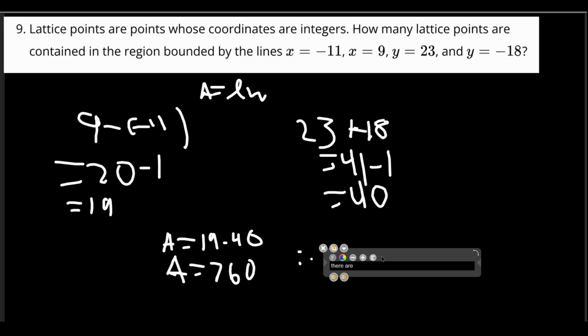So therefore, I'll just write this down, there are 760 lattice points inside the region.